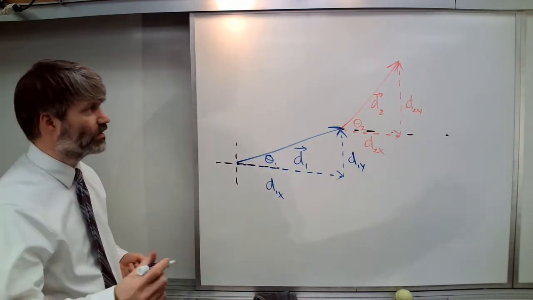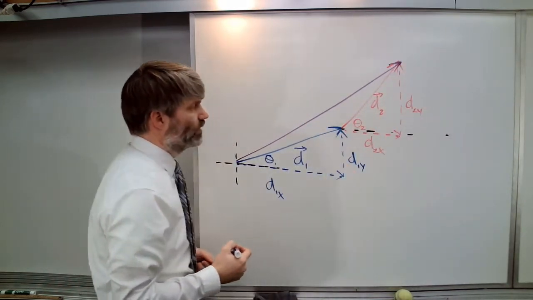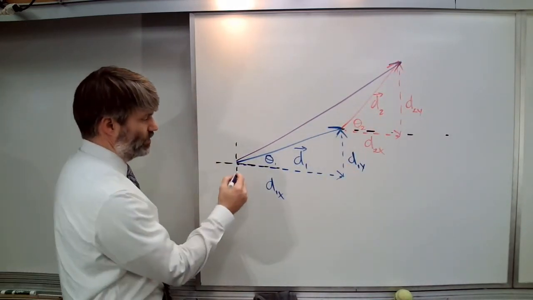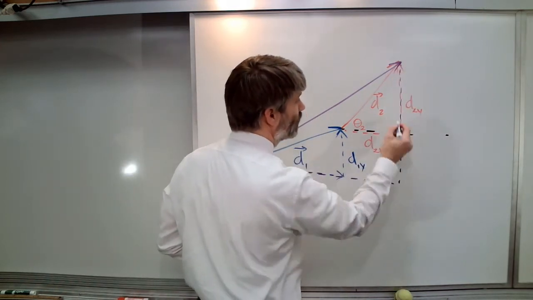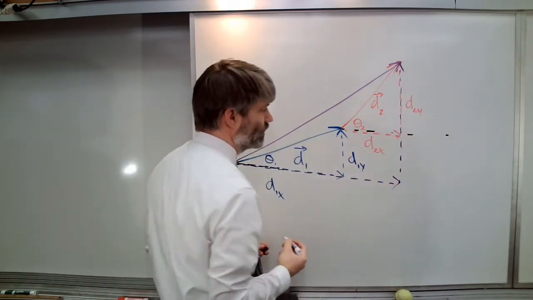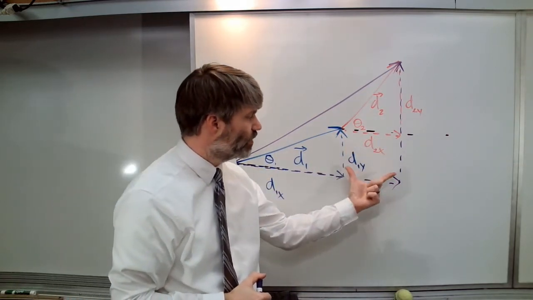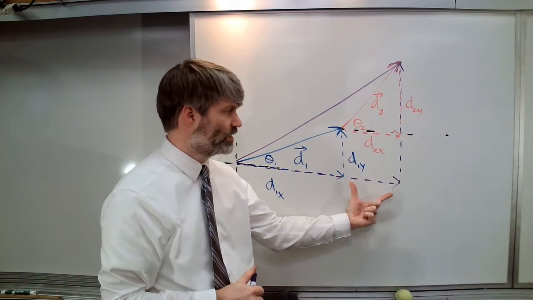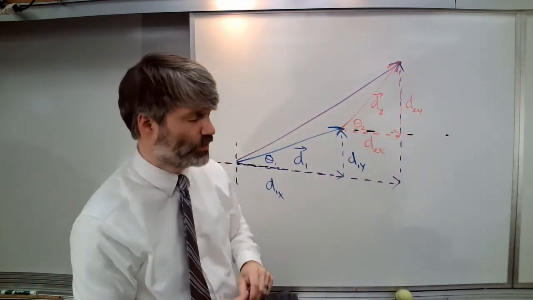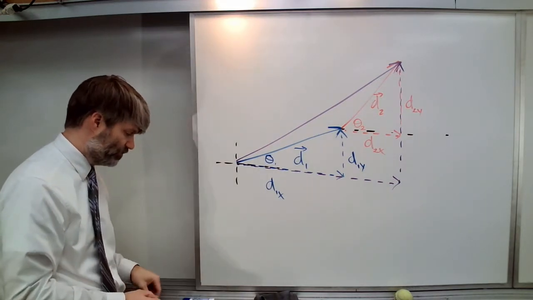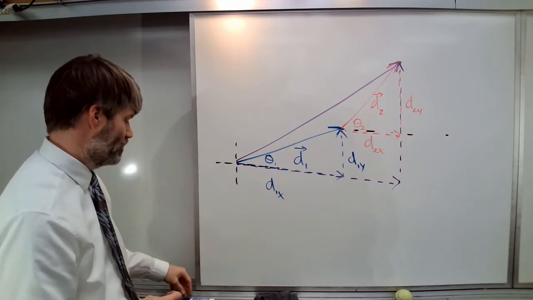So again, we can see that the resultant vector is like so. Remember that it's made up of both D1's X and D2's X as well. Here we have D1's Y and D2's Y is going to make those up. So this one is fairly straightforward.